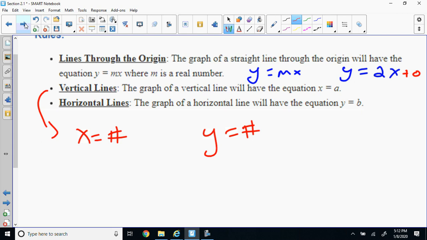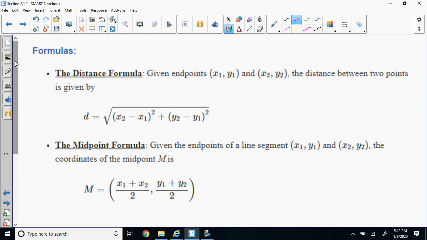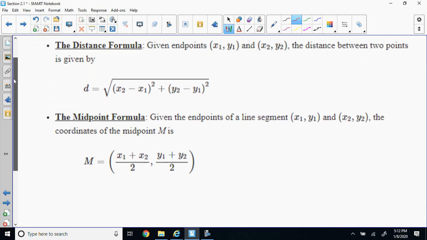All right, so we're looking at 2 formulas here. We're going to look at the distance formula and the midpoint formula. The distance formula is as such, right? You're given endpoints x1, y1 and x2, y2. The distance between them is d equals the square root of x2 minus x1 squared plus y2 minus y1 squared, right?